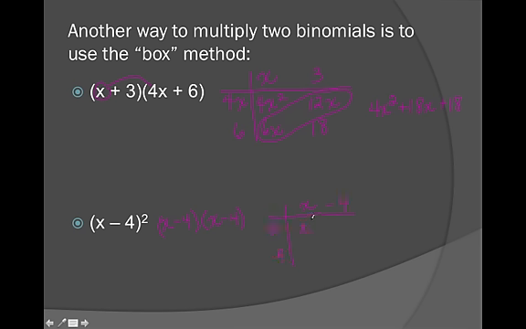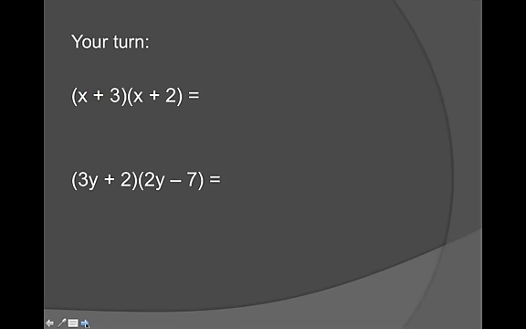x times x, x squared, x times negative 4, negative 4x, x times negative 4, negative 4x, and negative 4 times negative 4, or a positive 16. Remember, my like terms are here on my diagonal, so I have x squared minus 8x plus 16, and that's my final answer. So I'd like you to try some of these out on your own. Set up the box and do the multiplication, and finally simplify by combining those like terms. Pause your video and check back for your answers.